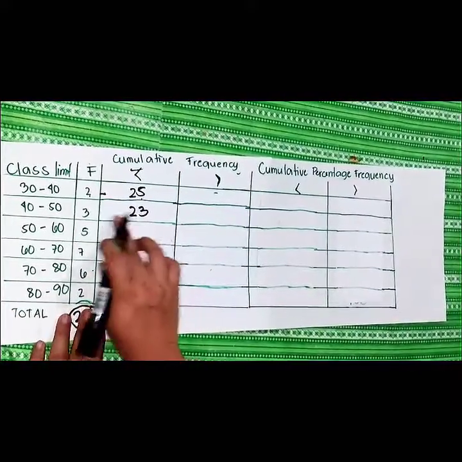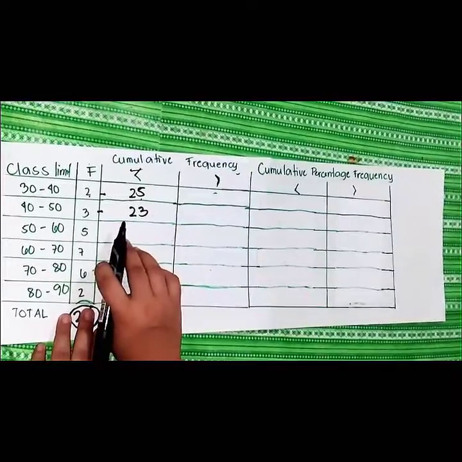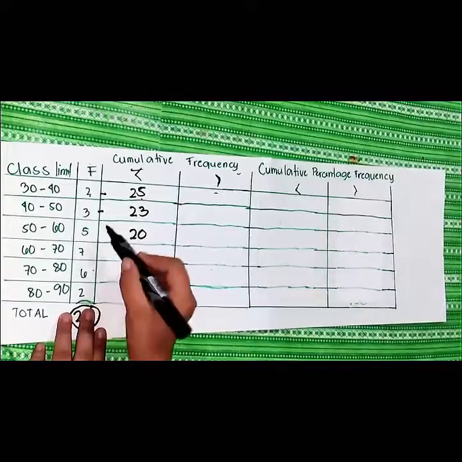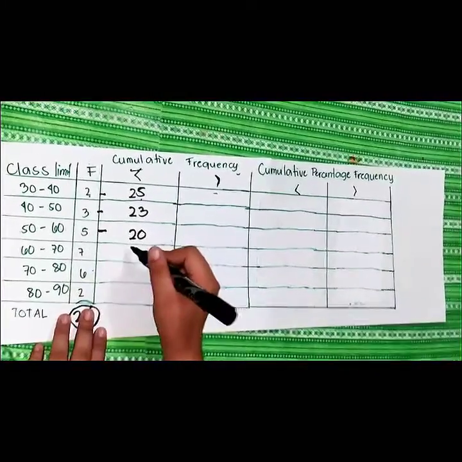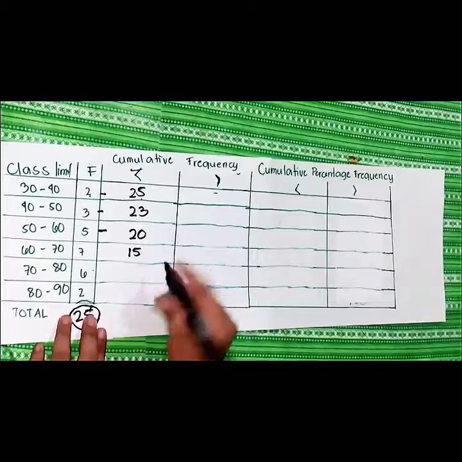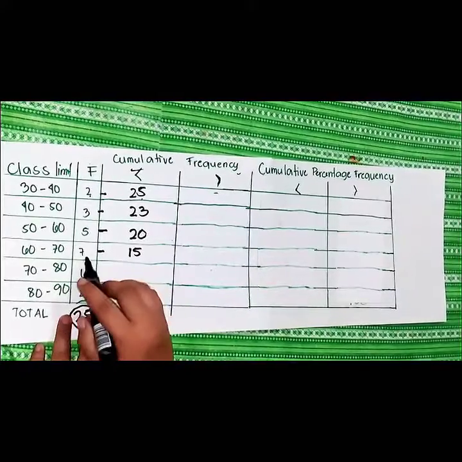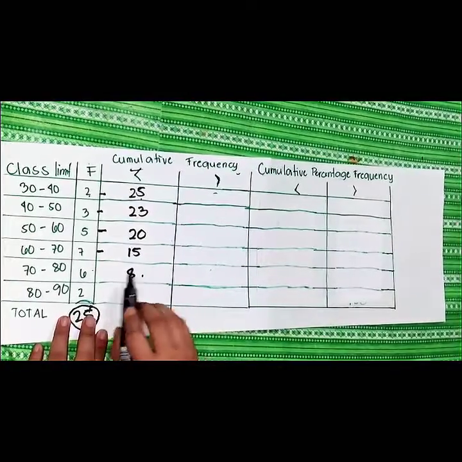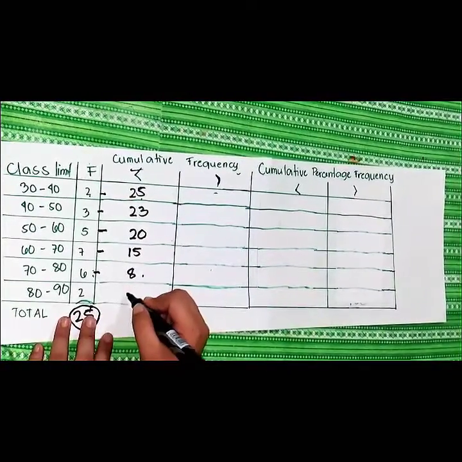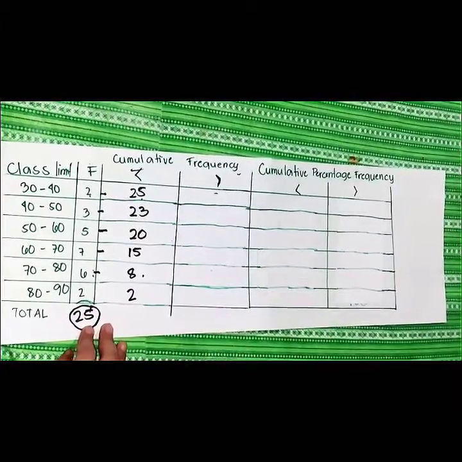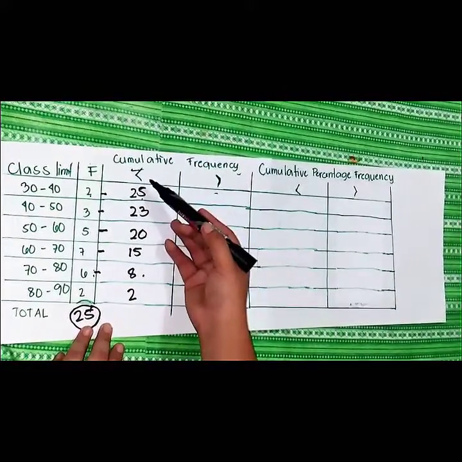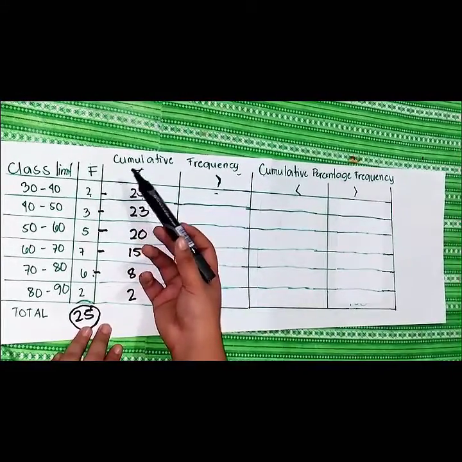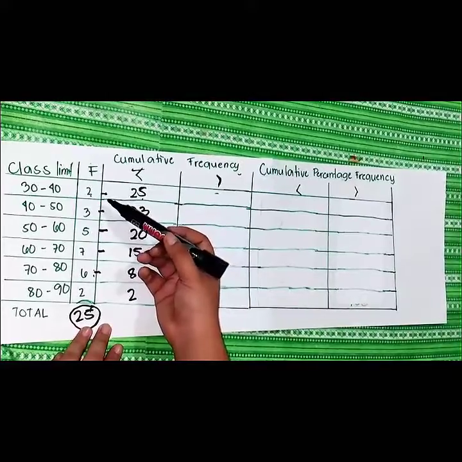23 minus 3 is equals to 20. 20 minus 5 is equals to 15. 15 minus 7 is equals to 8. And 8 minus 6 is equals to 2. And that is how to find the cumulative frequency lesser than. We minus the frequency from the cumulative frequency.